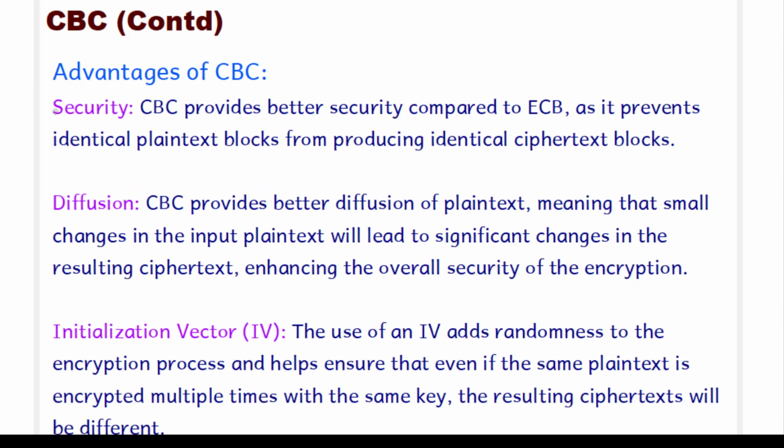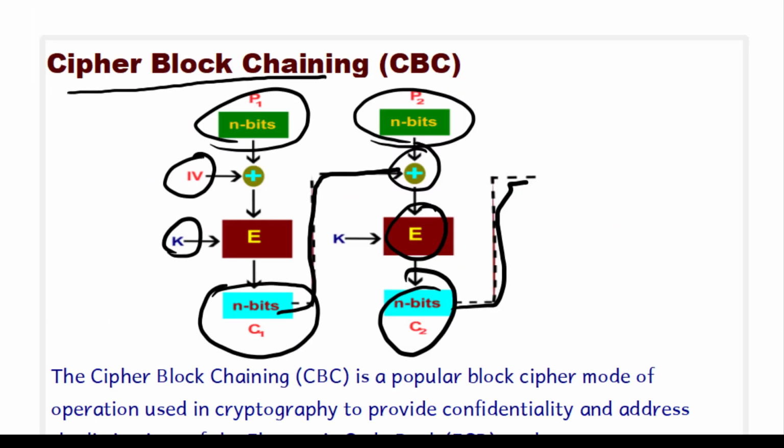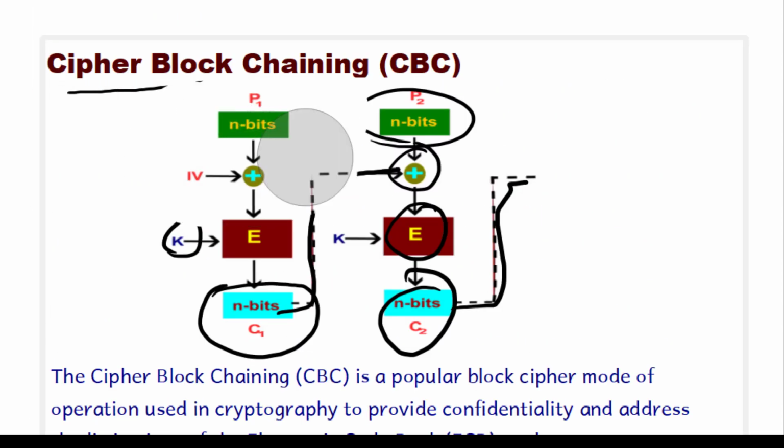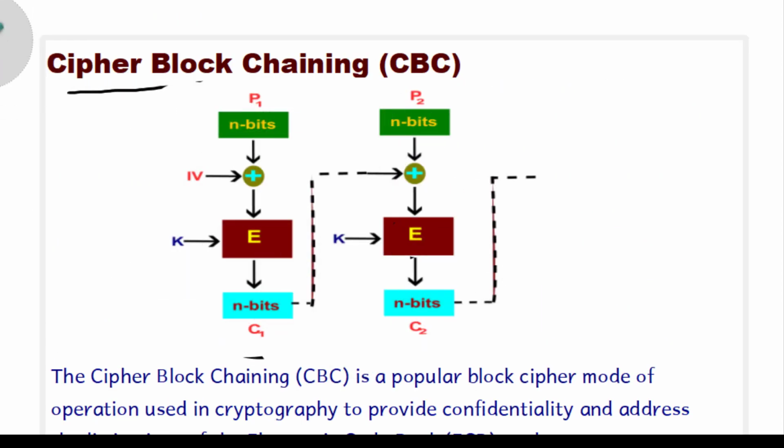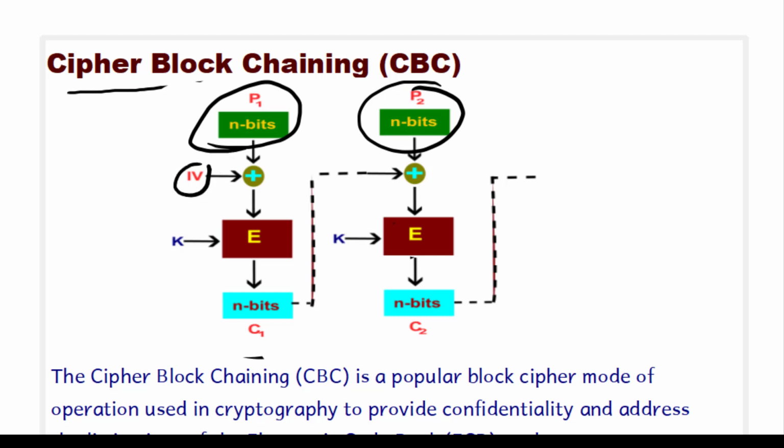And these are the advantages. We get security. As compared to ECB, we get good security, because in this case, if two plain text blocks are the same, they won't get the same ciphertext block. Now why won't they? Let us see. In this case, suppose this P1 and this P2, both plain text blocks, are identical. So here we are XORing with IV, so this will be different. We get some output, and this is encrypted.